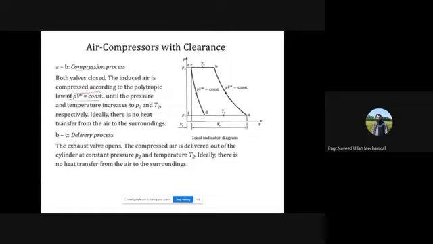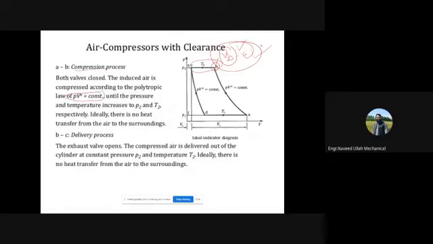PVⁿ is equal to constant, this is the compression path, and the delivery stroke is also the same. The pressure increases from P1 to P2, okay, and the valve will open and it will deliver that volume. So this VB, the volume VB, this is the delivered volume. Now VB minus VC will be the delivered volume, right? Anyhow, you can check this yourself, right?